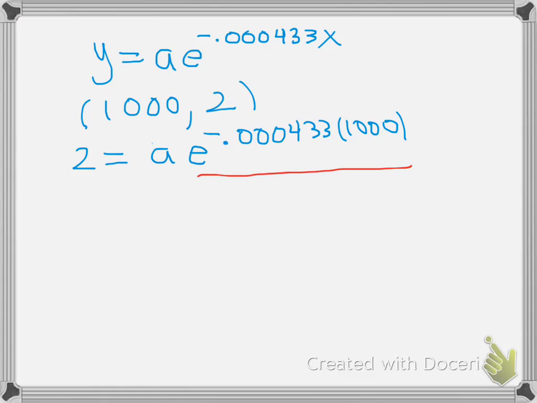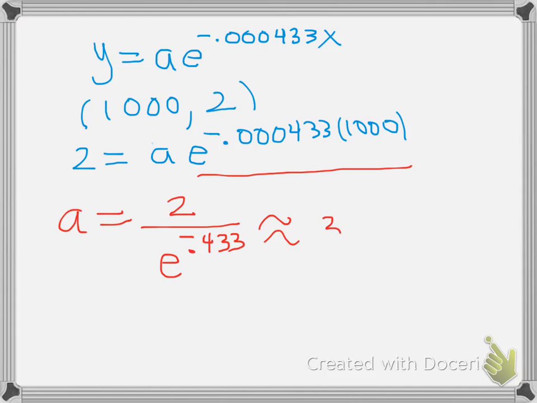A is going to be equal to, if you multiply that by 1,000, 2 over e to the negative 0.433. Or you can just calculate it all together at the end, but you still will get the same answer. Once you do this, your A should equal about 3.08. And so that's how you do that problem.